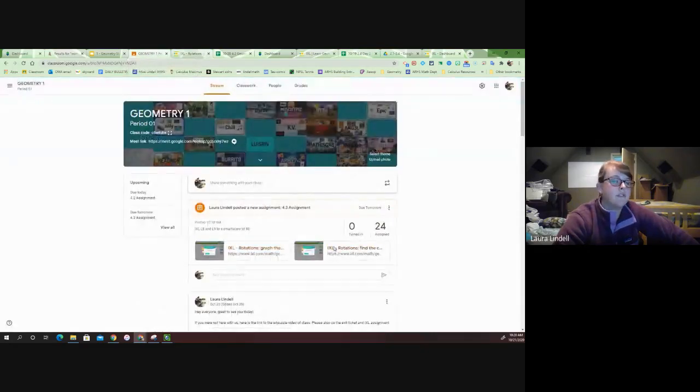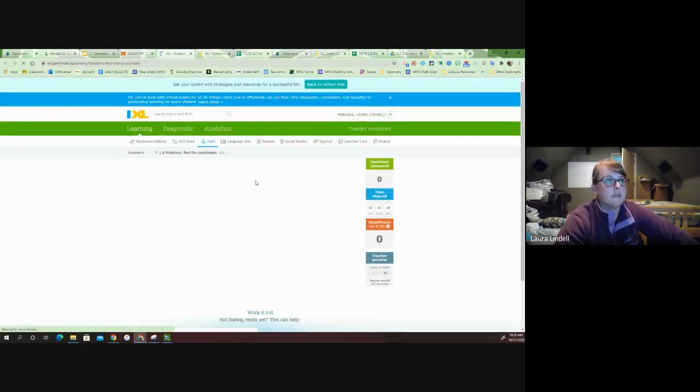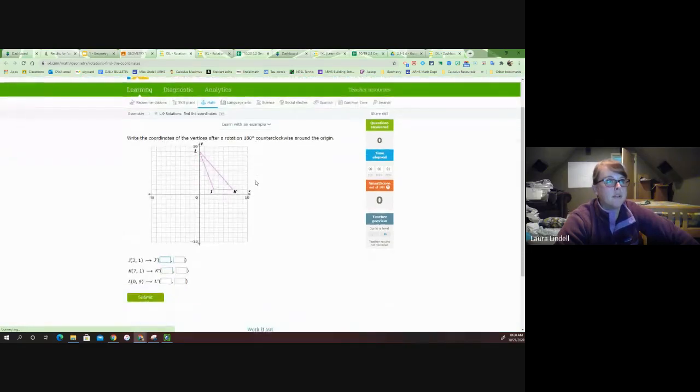The second section is just finding the coordinates for a rotation. So this one's 180 degrees. It tells you the original coordinates, and you want to put in the new coordinates. So again, 180 degrees, you just change the signs on your coordinates. So instead of 3, 1, this one will be -3, -1, -7, -1. 0 is not positive or negative, so it stays. The 9 changes into a -9.